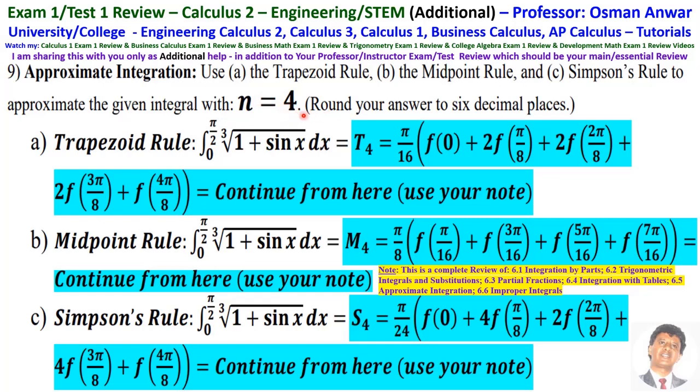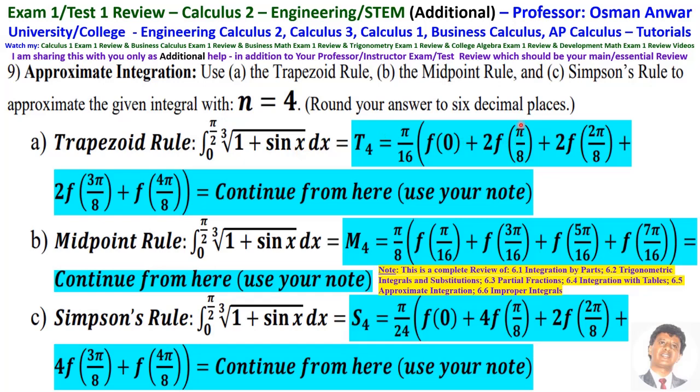That is delta x. Then the trapezoid rule is delta x over 2, which is pi over 8 over 2, which is pi over 16. Then you start at 0, f of 0, then 2f of pi over 8 plus 2f of 2 pi over 8 plus 2f of 3 pi over 8 plus f of 4 pi over 8. So you start at 0, so this is sine 0 plus 1 is 1, cubic root of 1 is 1.